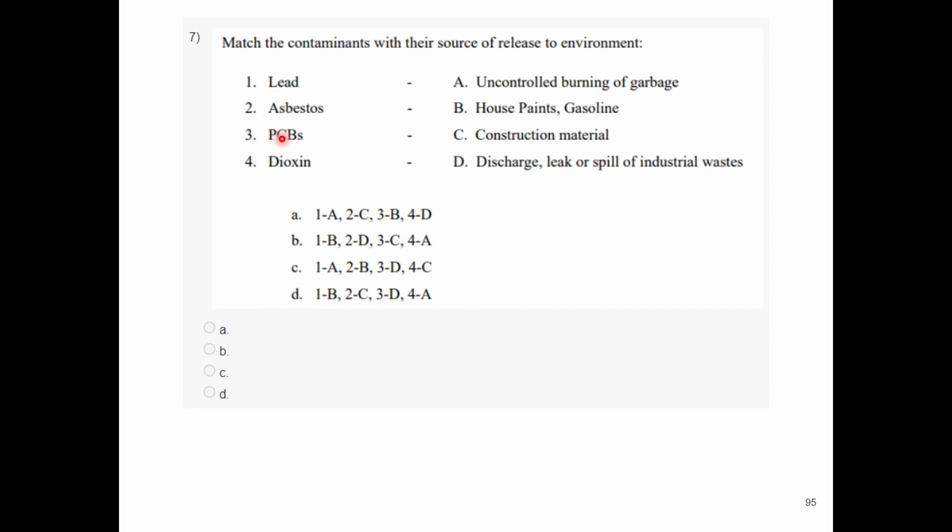Okay. Similarly, if we talk about PCB, it is coming from the discharge, leak, or spill of industrial waste. Okay. So polychlorinated biphenyls. So it is coming from the discharge, leak or spill of industrial waste. 3 is D. And dioxin is coming from uncontrolled burning of garbage. Okay, so dioxin is basically coming from the uncontrolled burning of garbage. So basically 4 is A. Okay, so you can see all the options are matching to the sources. So 1B, 2C, 3D, 4A. D is the correct option.